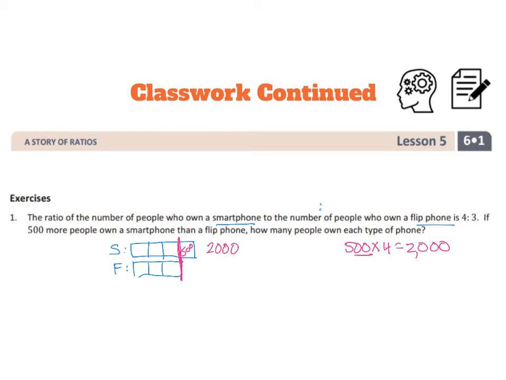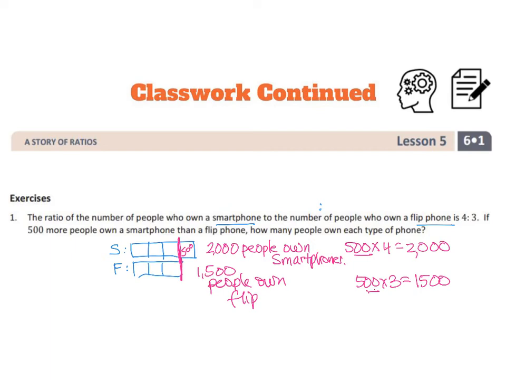2,000 people own smartphones. And then I've got 500 times 3, and I know 5 times 3 is 15, and then I add those 2 zeros, and I get 1,500. I should put my commas in there. People own the flip phones. Flip phones. It's 2 words, not one. Okay, we are going through this really, I think, going well.